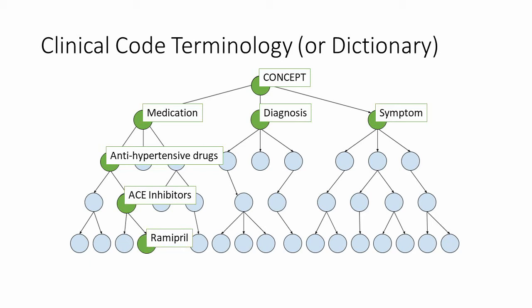The hierarchy works on what is known as an is-a relationship. So as you navigate up through the hierarchy, you use the phrase is-a. So in this case, ramipril is an ACE inhibitor. An ACE inhibitor is an antihypertensive drug. An antihypertensive drug is a medication, and a medication is a concept.